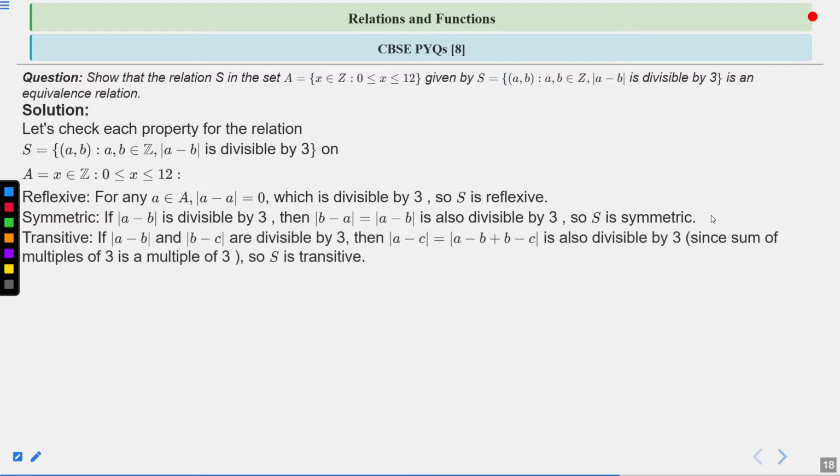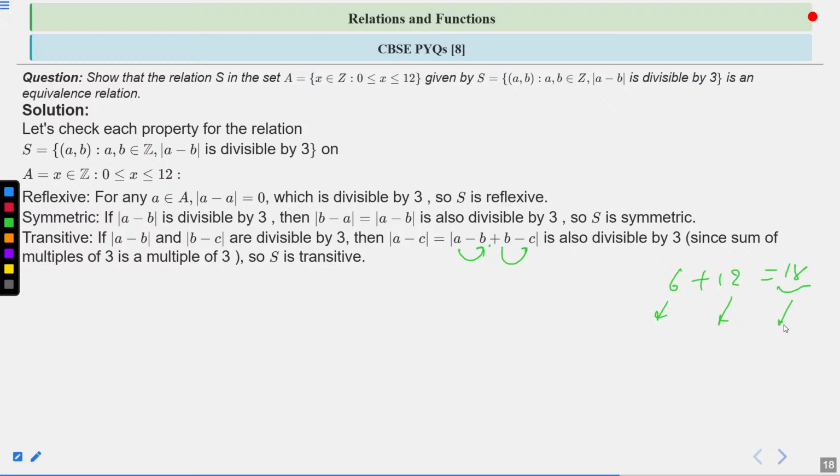So let's check for transitivity. If the absolute value of a minus b and the absolute value of b minus c are divisible by 3, then we can say that the absolute value of a minus c, written by subtracting b and adding b, is a minus b plus b minus c, is also divisible by 3, since the sum of multiples of 3 is a multiple of 3. So 6 plus 12 is equal to 18, which is also a multiple of 3. 6 is a multiple of 3, 12 is a multiple of 3, and their sum 18 is a multiple of 3. Got it? So S is transitive also.